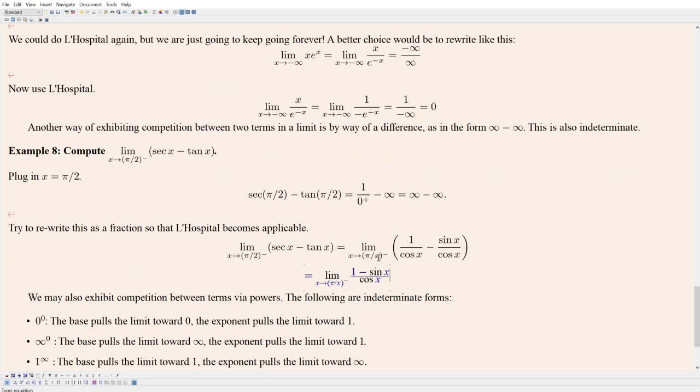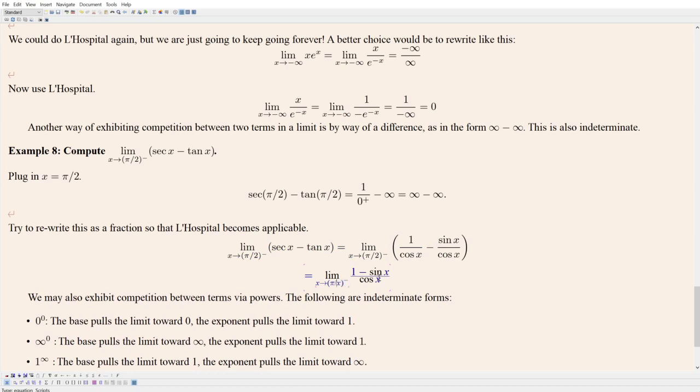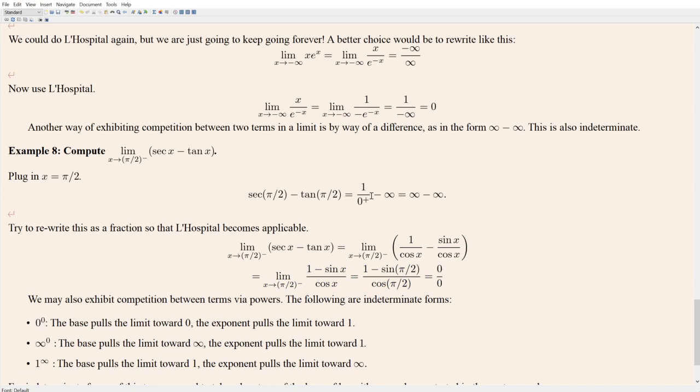So now, when we plug in pi over 2, what do we get? Well, sine at pi over 2 is 1. So we have 1 minus 1, which is 0. Cosine at pi over 2 is also 0. Okay, cool. So we got 0 over 0, which means that we can now apply L'Hopital.